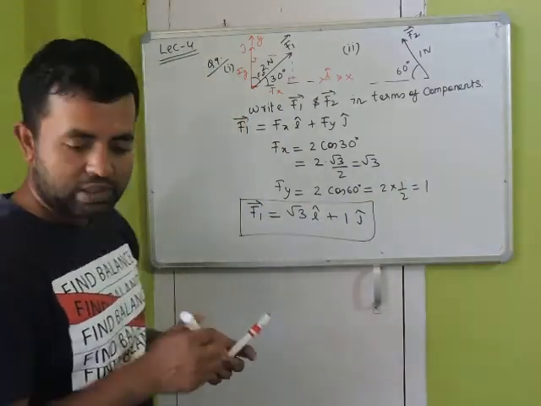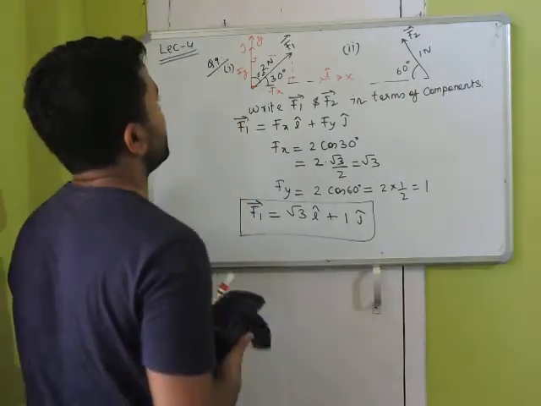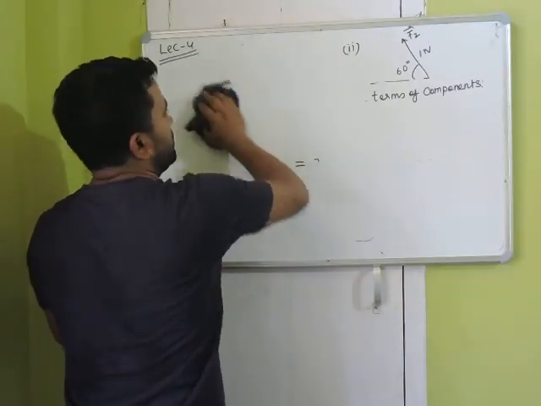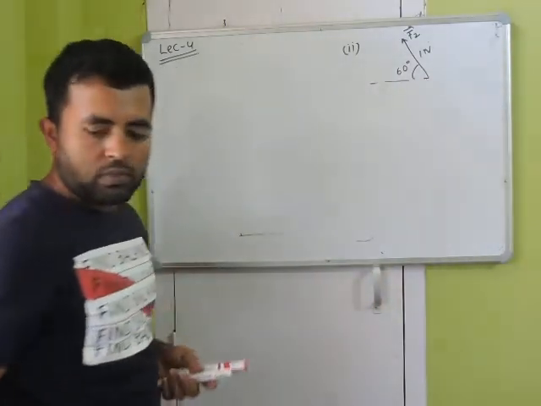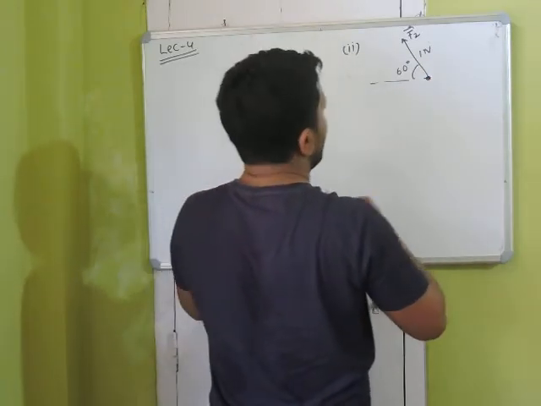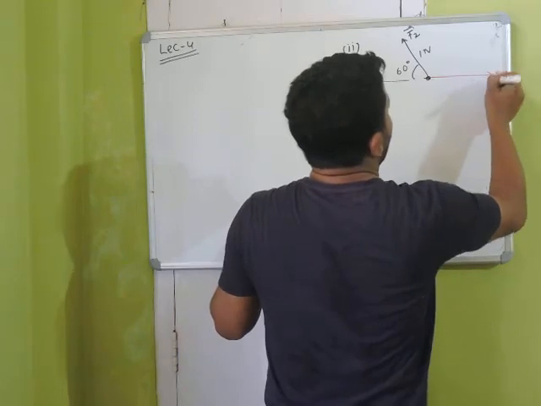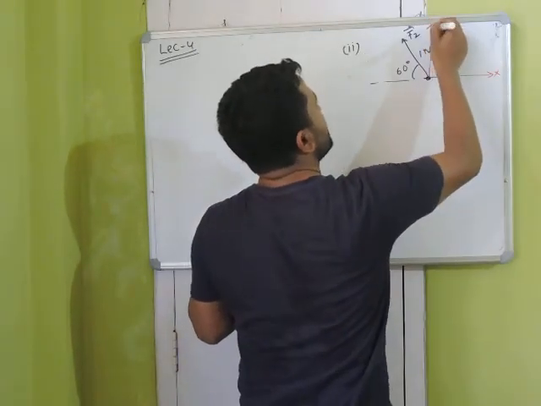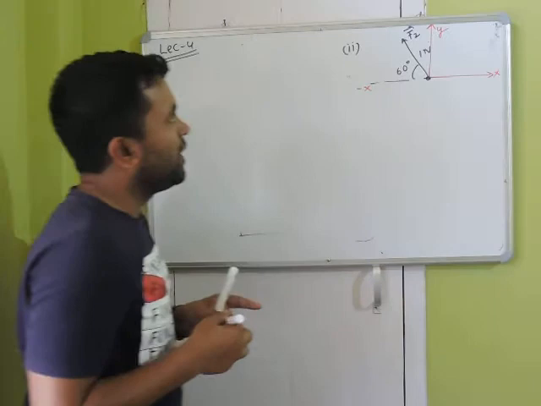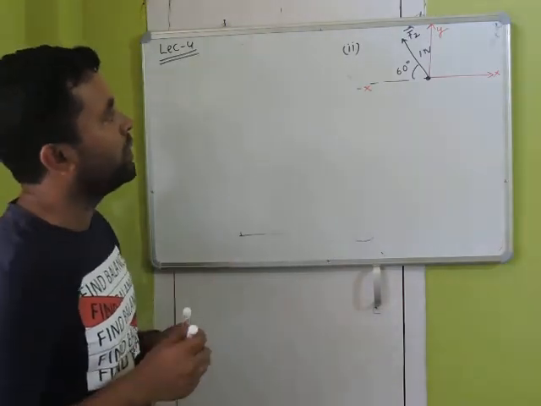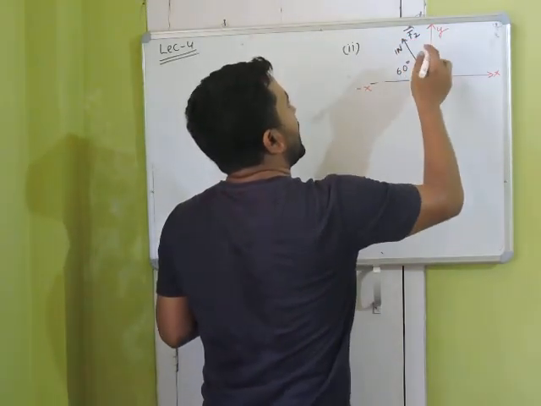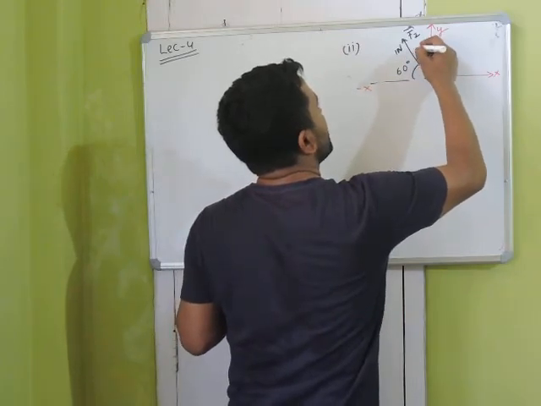Now let us talk about the second example. I have to find the components of F2. So I will draw the x and y axes at the tail. Of course, this is the minus x axis. Let us try to do it in two ways. This is 1 Newton. Let me write 1 Newton here. And how much angle is it making with y? This must be 60.